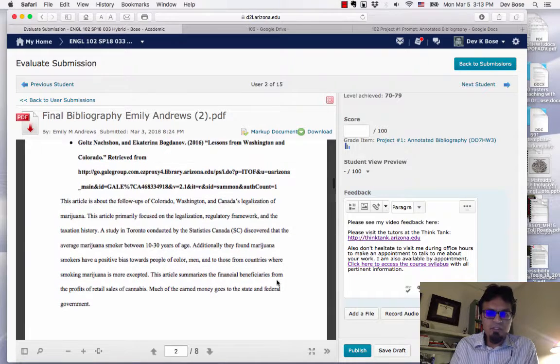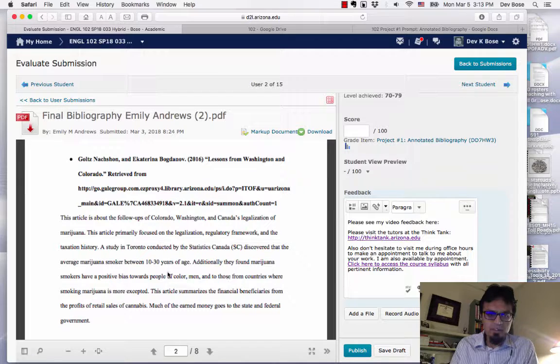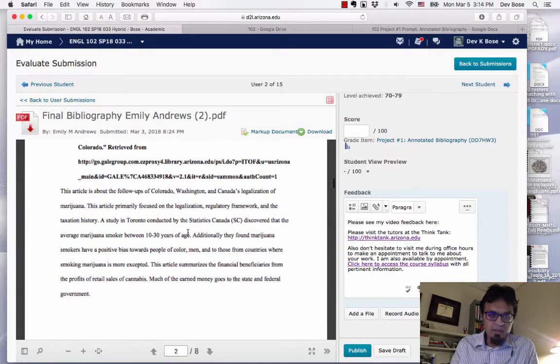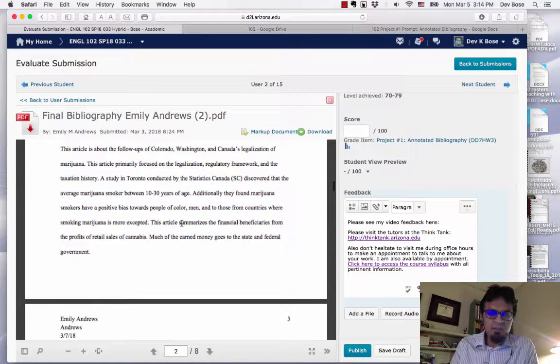So some of the annotations you do go into detail about. Like this one's a pretty good start. You address the purpose, you talk about the topic, you start to address the way that information was collected, but that would need to be in more detail, as would key findings.